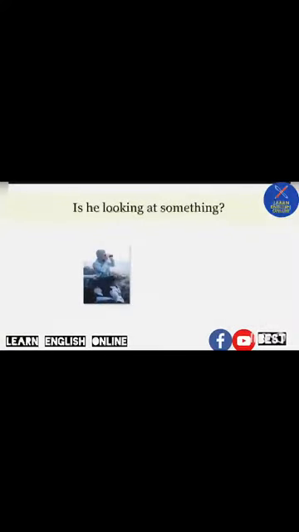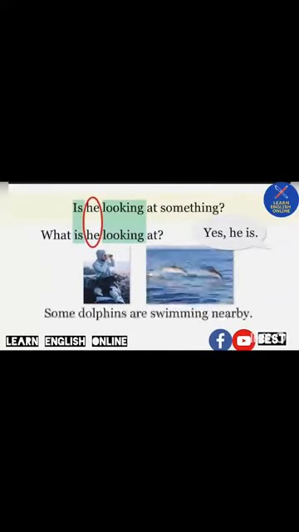Is he looking at something? Yes, he is. Well, now I want more information. What is he looking at? Do you see? The questions look almost the same. There's be verb, and then the subject, and then the verb with ing. What is he looking at? Some dolphins are swimming nearby.